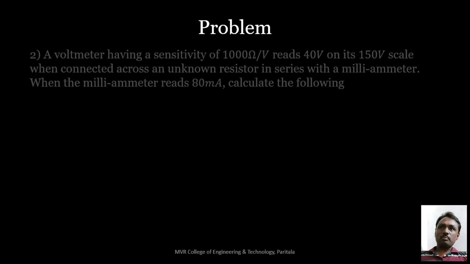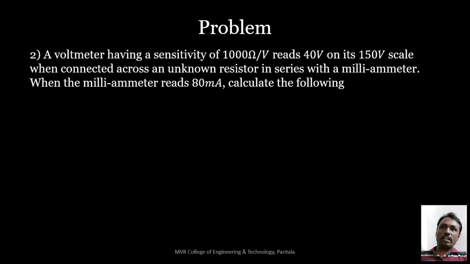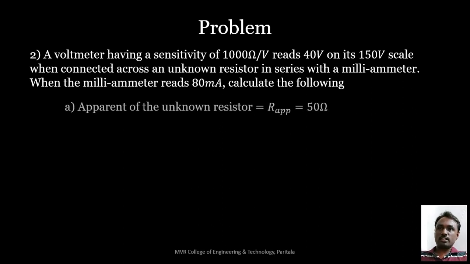Now the same problem I can do with another parameter. The same sensitivity, but it was read with 40 volts. You can see here the milliammeter reading is 80 milliamps. There it was 5 milliamps. 5 milliamps means less current flowing, that means high resistance. 80 milliamps means high current is flowing, that means low resistance. Then see the results. If you use the same formula here, you can obtain the results.